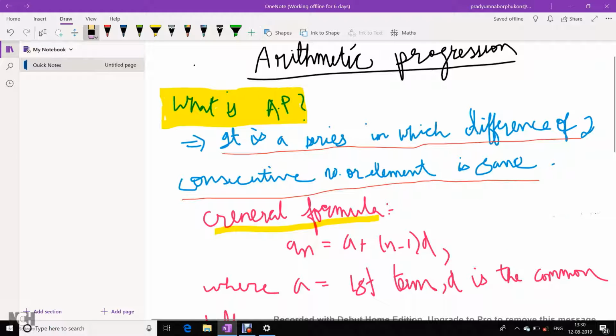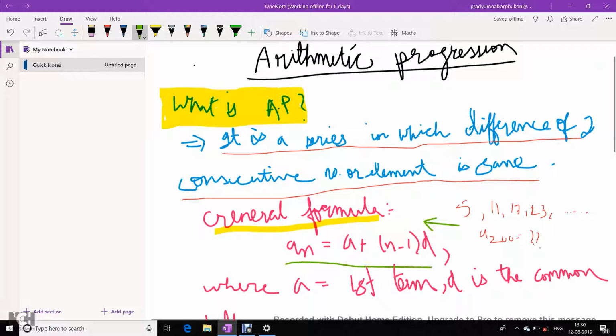In the case of, like, 5, 11, 17, 23, and so on, can you find the 200th term? Just looking at this progression, no, you can't. So for that, you can use a formula. This is a general formula.